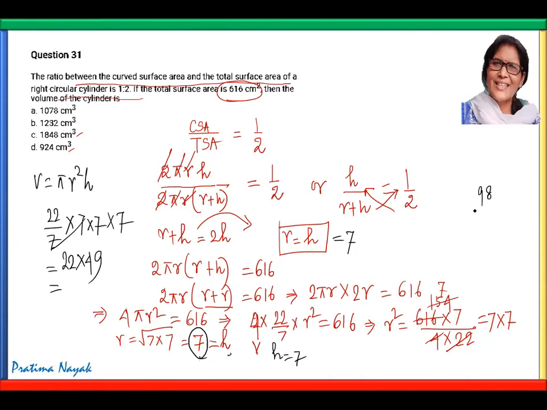98, 2 multiply again 98. You are getting 8, 17, carries 1. 1078. What is the answer? First one is the answer. A is the answer. So this is the volume.